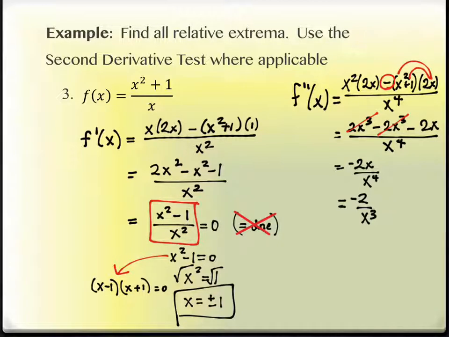All right. We're not setting up any sign charts. We're not setting this equal to 0. That's not what the second derivative test says. The second derivative test says I can take this second derivative, that's my notation for it right there, right? And I can evaluate it at the locations where the first derivative is equal to 0. 1 and negative 1.